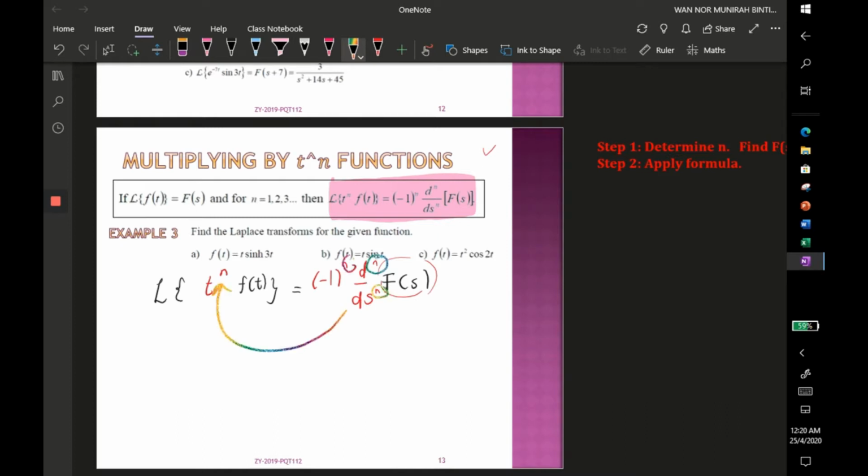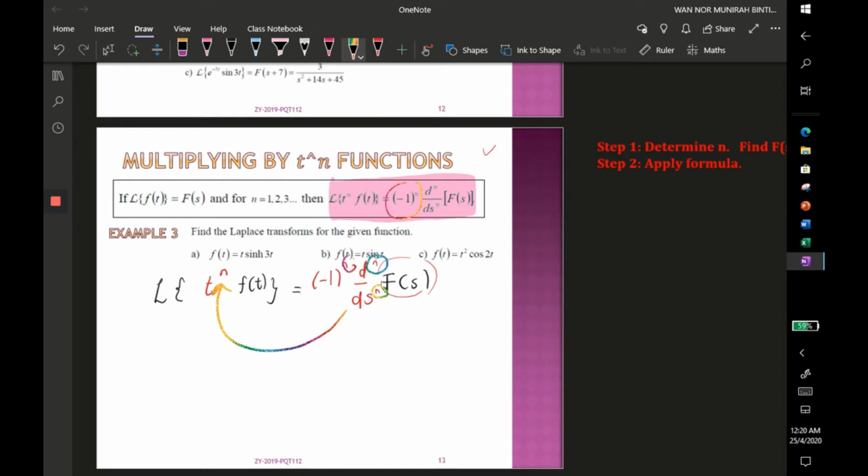So that's all. Okay, so when you have n equal to an odd number, you have a negative sign in front of your differentiation of F(s). If your n is an even number, you have a positive sign in front of your differentiation of F(s). So that is (-1)^n here, just a positive or negative sign. It depends on odd or even of your n, your degree of n.